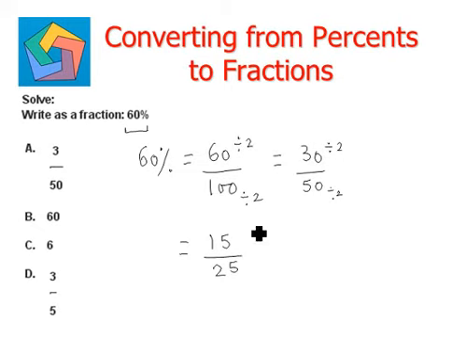Now they are not even, so cannot be divided by 2. Let's try with 5. Yes, they can be divided by 5. Both appear in the table of 5. 5 times 3 is 15 and 5 times 5 is 25. So 3/5 is the final answer as it cannot be reduced further. This matches option D, that is 3/5.